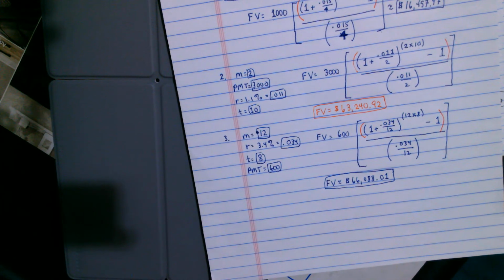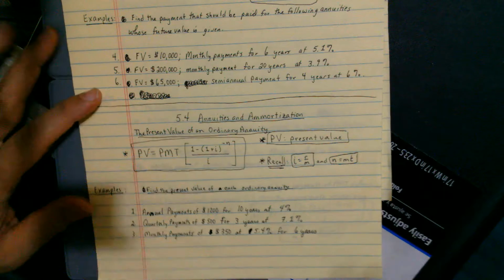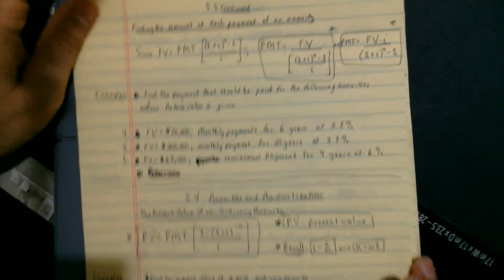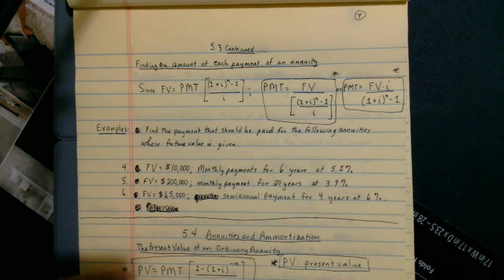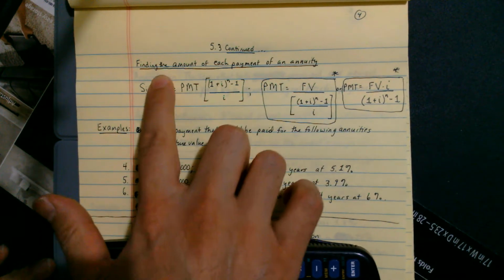So that being said, let's turn a little bit more to 5.3. And I kind of skipped and went to 5.4 there too. So I have a little bit of both. So let's just go to 5.3 here. Find the amount of each payment.